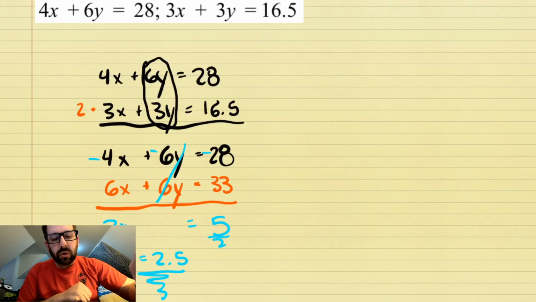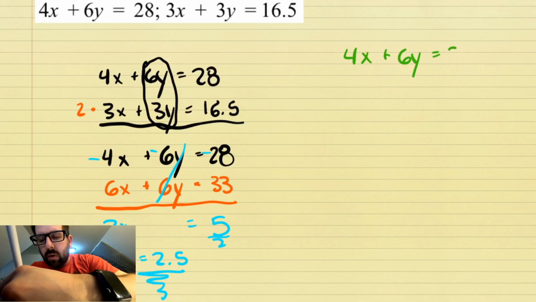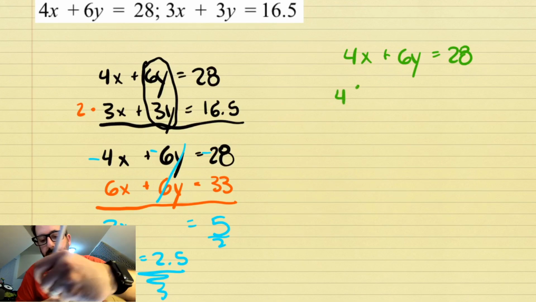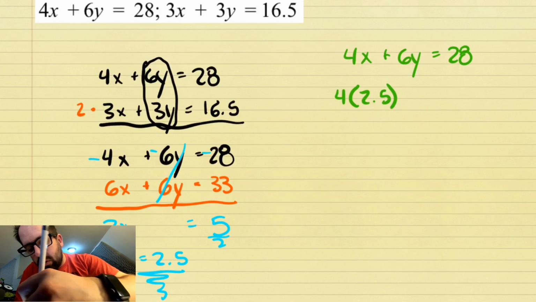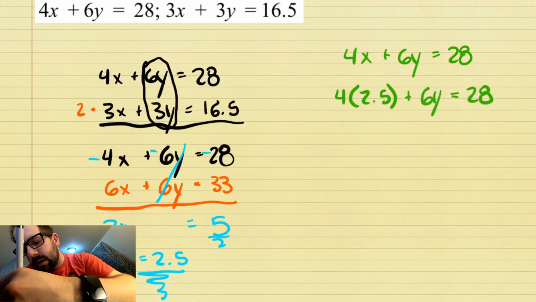There's my first answer. And now what I'm going to do is take that answer and plug it back into one of my other equations. So I'm going to go back to the original equations. I'm just going to pick the first one. It really doesn't matter at all which one you pick. There's my first equation, and I'm going to plug my x back in. So my x happens to be a 2.5. 4 times 2.5 plus 6y equals 28.